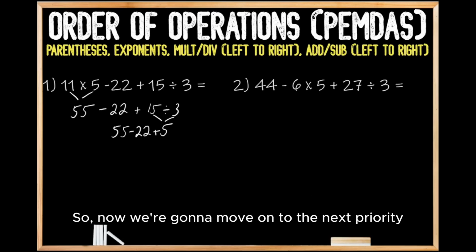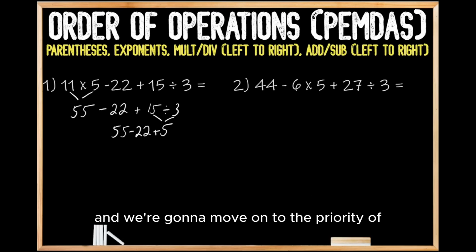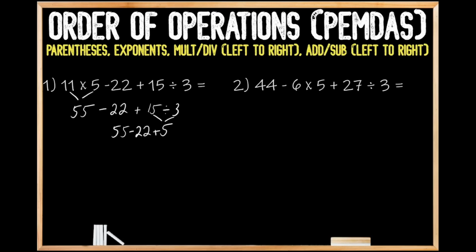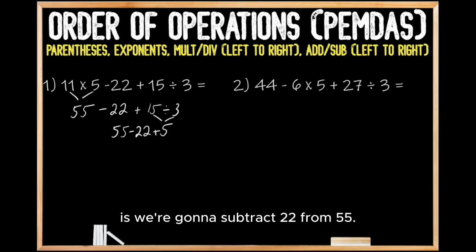So now we're going to move on to the next priority because we don't have any multiplying or dividing left, and we're going to move on to the priority of adding or subtracting. So since we're working through this from left to right, the first thing we're going to do is subtract 22 from 55.